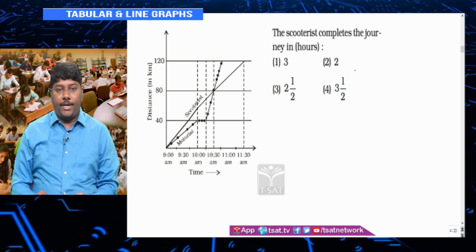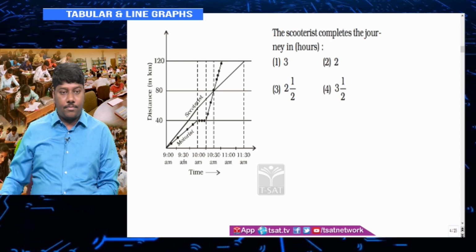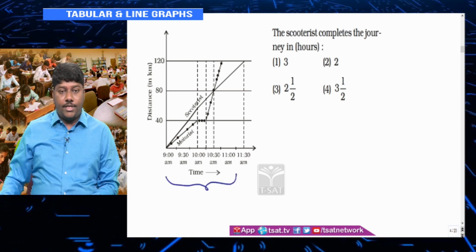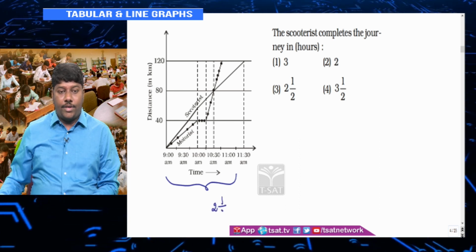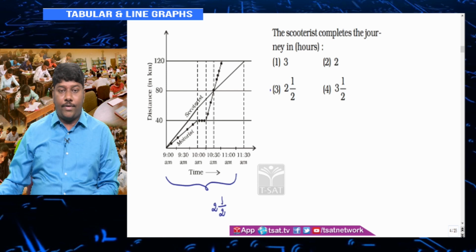The scooterist completes the journey in how many hours? The scooterist actually completes the journey in 2.5 hours. We just found it. The scooterist completes the journey in just 2.5 hours.